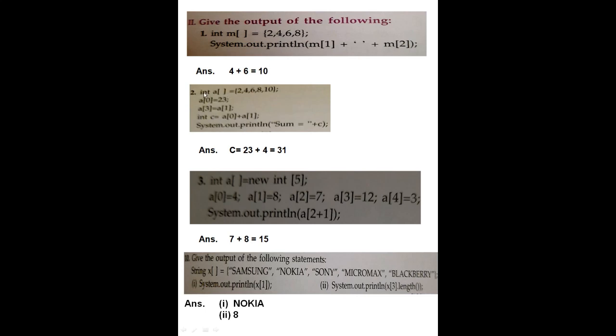Now next question, same way. Here 2, 4, 6, 8, 10. These are the array elements. Here A0 is equal to 23. In this question A0 is equal to 2, but here it is given A0 is equal to 23, so you will take 23 in place of A0. You will not take 2.